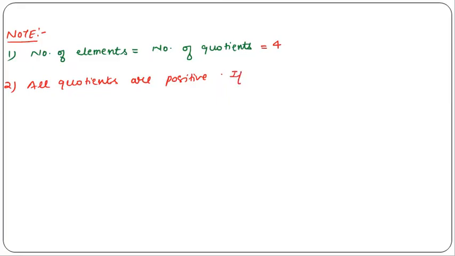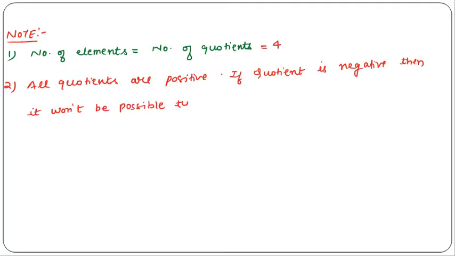So if any quotient is negative, then it won't be possible to realize the given function in the Cauer form.